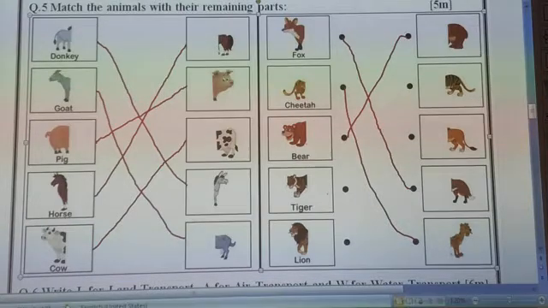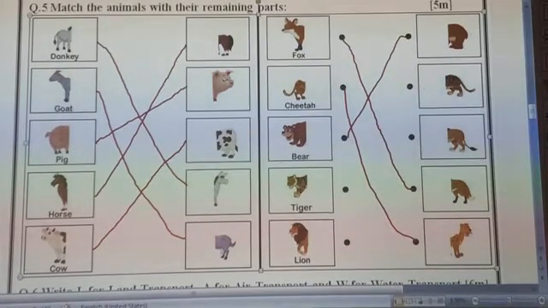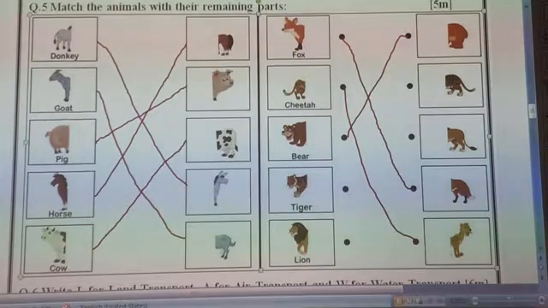Yes. Next is, which animal is this? This is half part of tiger and look at in this line, where is the remaining part of tiger? Yes, this is here, second one. So we have to match half part of tiger with remaining part of tiger. So let's match.